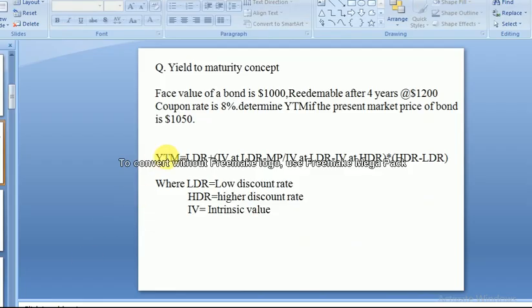Here the coupon rate of 8% is given, so the YTM is supposed to be more than 8%. We will find the two values which are near to 10 and 50. We will apply different rates by the trial and error method, and you will solve this question and send me your full calculation of the solved question in the WhatsApp group.